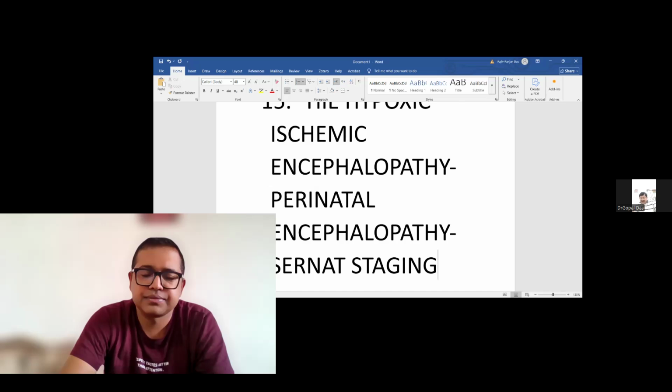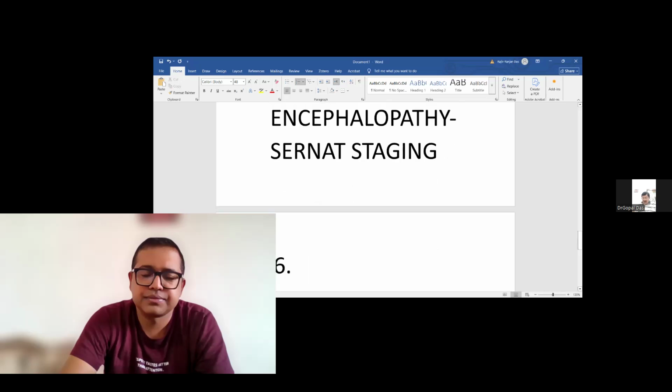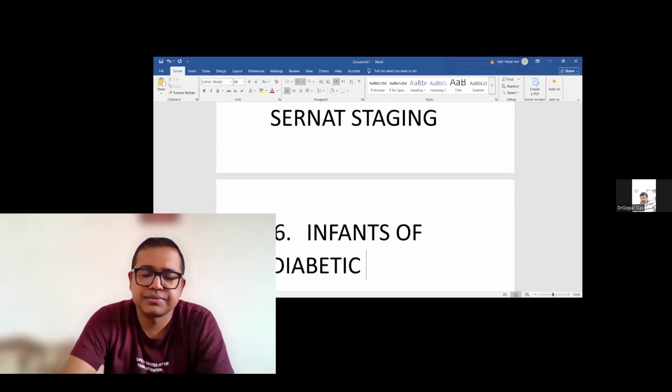Another important topic is infants of diabetic mother. Infant of diabetic mother, congenital malformation: VSD is most common, and also transposition of great arteries and coarctation of aorta. And the most specific one is sacral agenesis, that is caudal regression syndrome. Caudal regression syndrome is the most specific for the infant of diabetic mother. Okay? This is important.